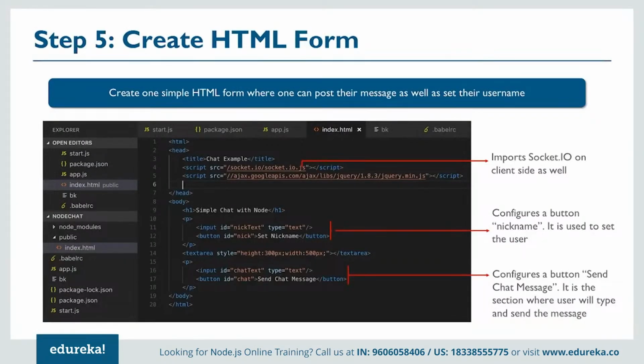Now in the public directory we will create a simple index.html. This will be user facing. We'll import the socket.io client-side library, which we can use directly from the socket.io website. Also we will use jQuery for basic stuff, like setting values and events. We'll configure a text box and a button to set the nickname, like the username, who is chatting, and a chat box and a button to send the chat message. Let's do that.